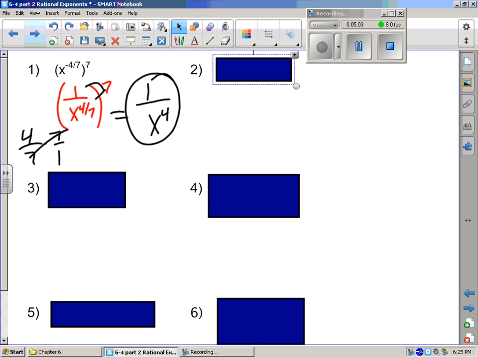All right, let's try another one. Okay, we got a negative. We've got to pay close attention. Now, that's a negative 32, so should it go to the bottom? No, it's not an exponent. It's a normal number.